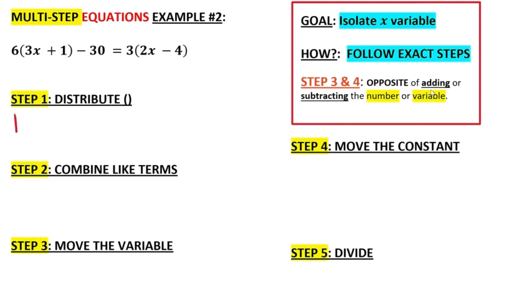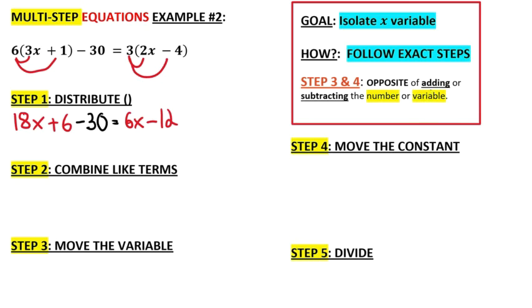We now have 6 times 3x, 18x. And 6 times 1, plus 6. And we still have the negative 30. Nothing's happened to that. Ooh, but let's look at this side of the equation, because we still have to do 3 times 2x, which is 6x, and 3 times negative 4, which is minus 12. So we have now performed the exact operations that we needed to do.